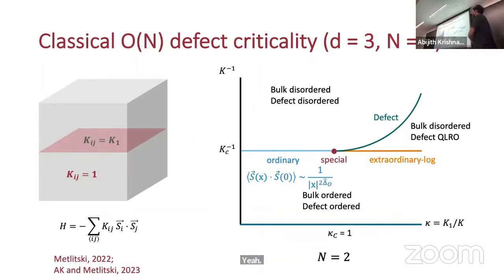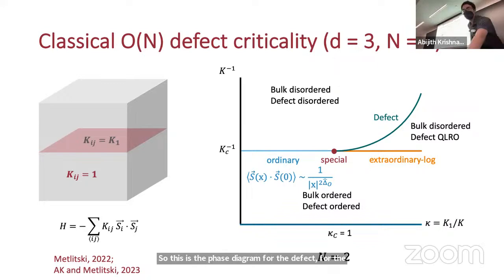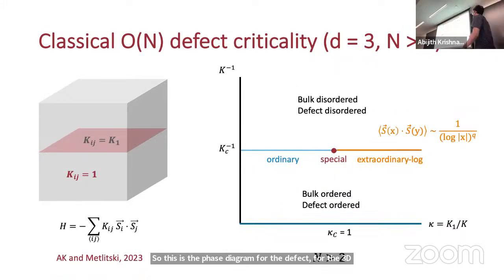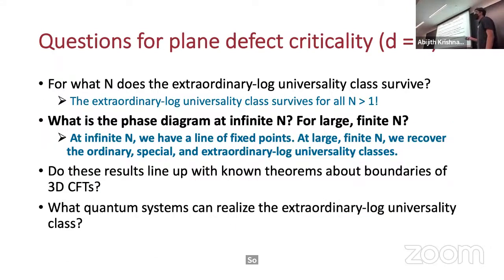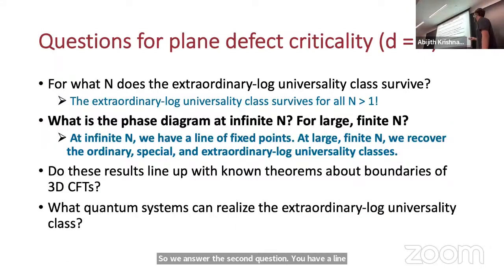So this is the phase diagram for the 3D O(N) model with a defect for n equals 2. And then for all n greater than 2, we still get the extraordinary log universality class. So we answered the second question. We have a line of fixed points at infinite n, and at large and finite n, we recovered the 3 universality classes we talked about.